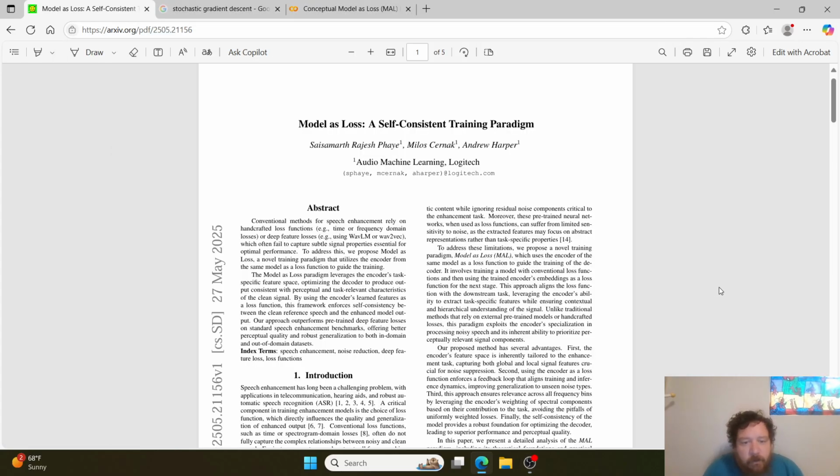Hey, everybody. So this particular research paper is called Model as Loss, a Self-Consistent Training Paradigm, and it's put out by Logitech. This research paper caught my interest very specifically because I have seen and can back up 100% what it goes into and what it says. I have firsthand experience with it.